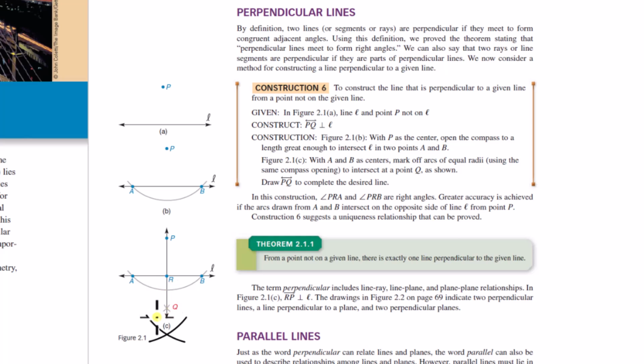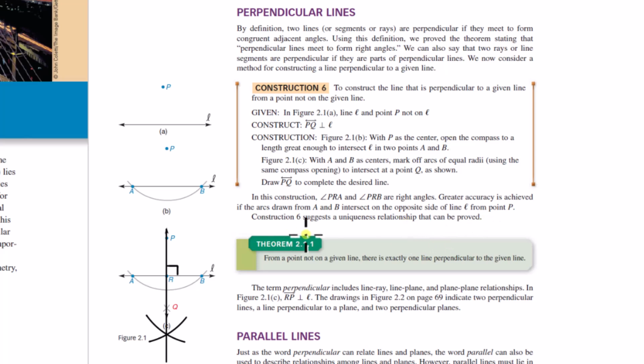Point Q is not on the line. P and Q are off the line, but then R will go through the line. But this would have been point Q, and that's the perpendicular. So that's interesting. These would be perpendicular. With those constraints, these two lines are perpendicular, at least within the uncertainties of the compass. But still, that's pretty good. In this construction, angle PRA and PRB are right angles. Greater accuracy is achieved if the arcs drawn from A and B intersect on the opposite side of line L from point P. Construction 6 suggests a uniqueness relationship that can be proved.